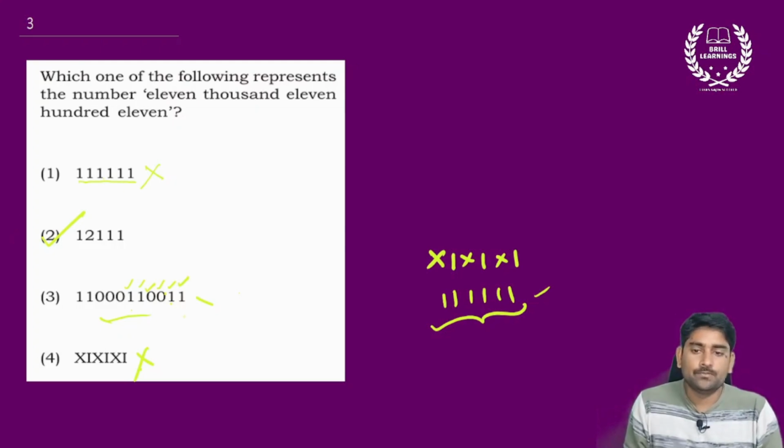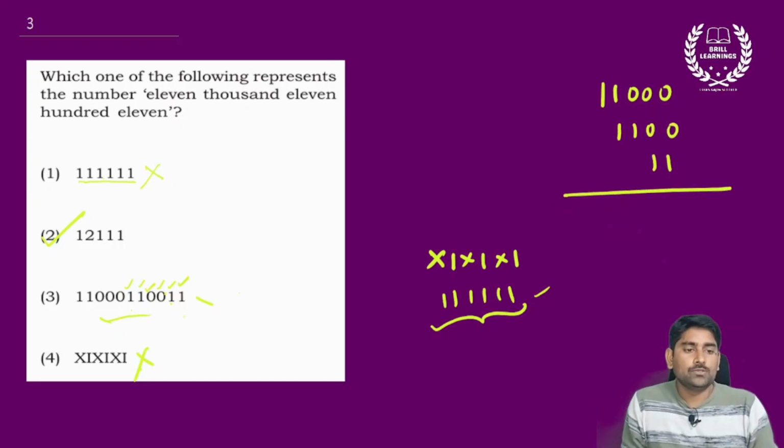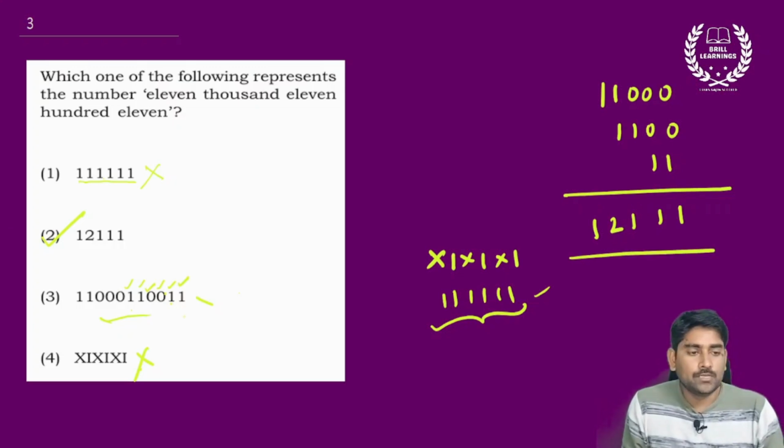How? We'll check here. What they have given: 11,000 first. Write 11,000 here. 1100. 1100 here. And then 11. Add up all these values. You will get the answer. 1, 1, 1, 2, 1. This is our answer. Let's move on to the next question.